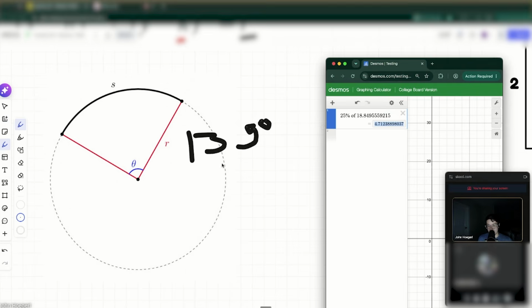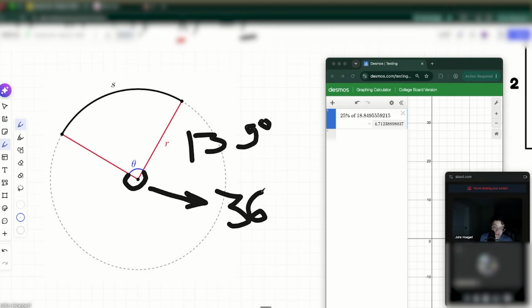So 135 degrees. Now, keep in mind, what this is saying is that the circle overall, if you count everything, the total amount of angles of the circle is always going to add up to 360 degrees. That's just something you can memorize.